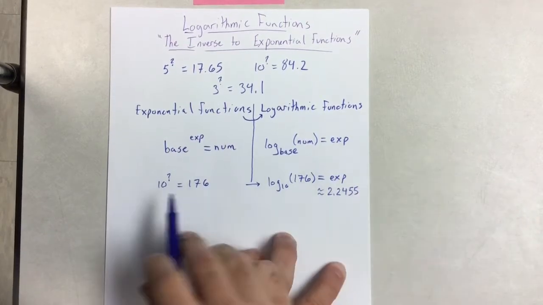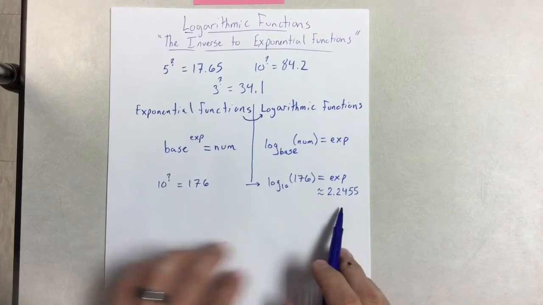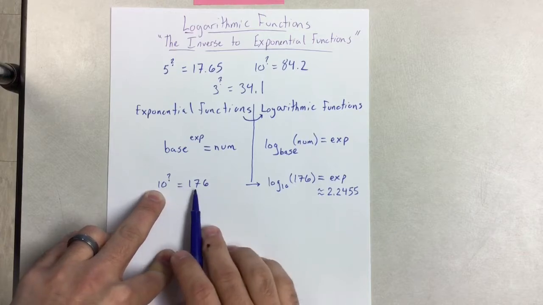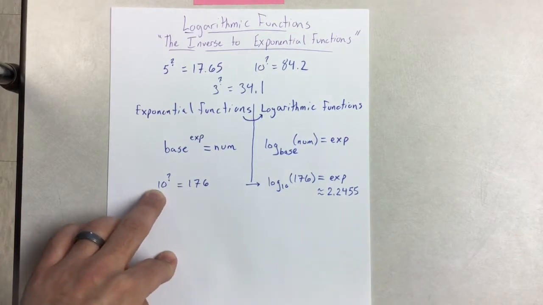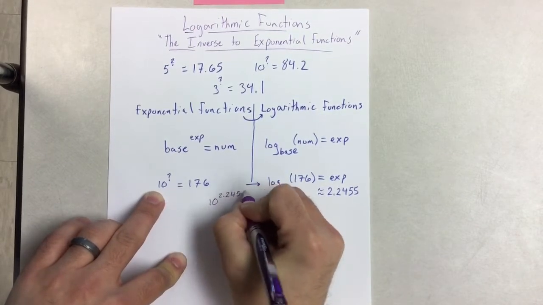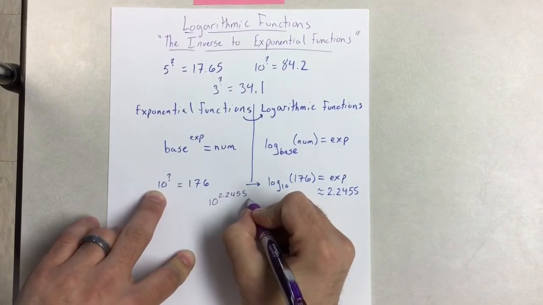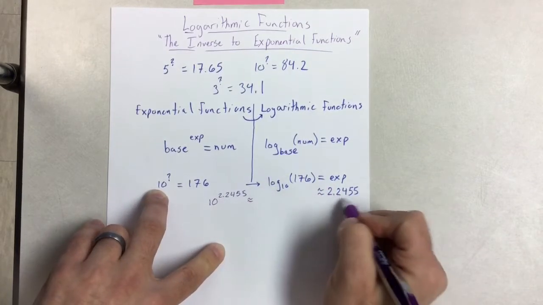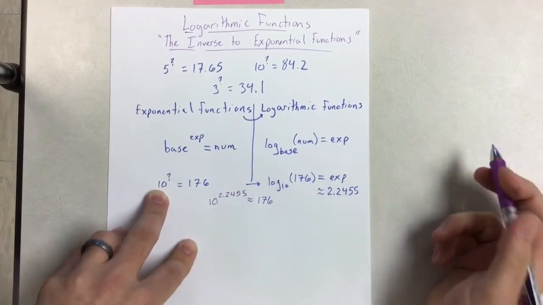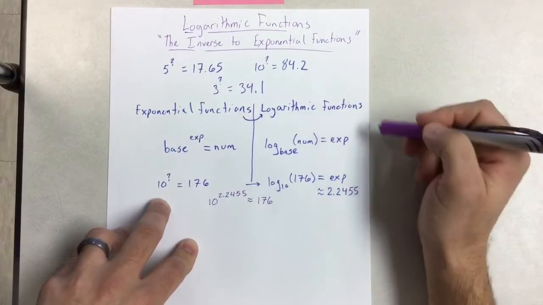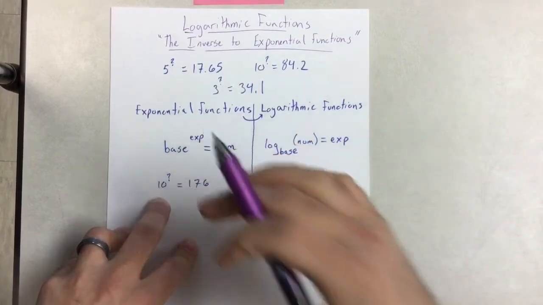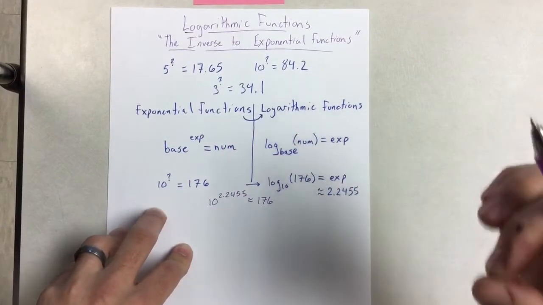which, taking it back over to our original situation, says that if I desire to raise 10 to some power to get 176, I must raise 10 to the power of 2.2455, and I will get a number very close, again because I rounded here, very close to 176. So logarithmic functions solve an issue where I have a desired value I want. What power provides that desired value?